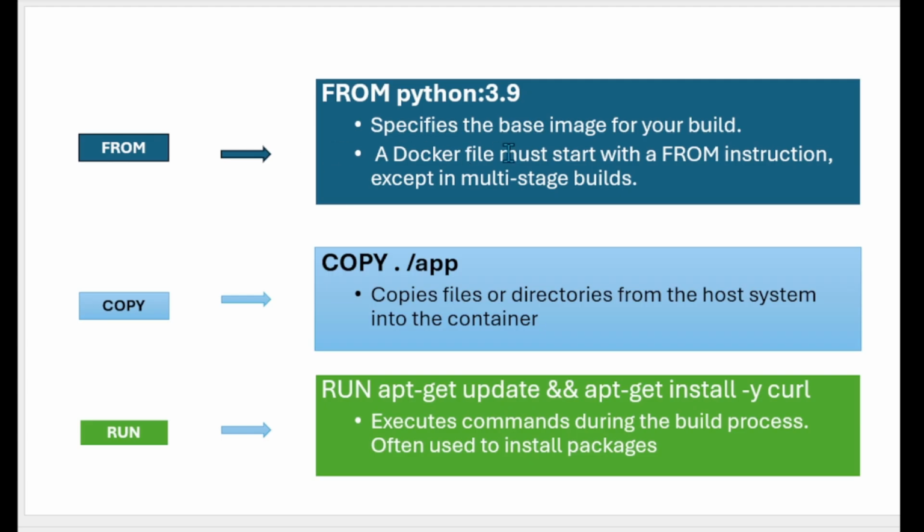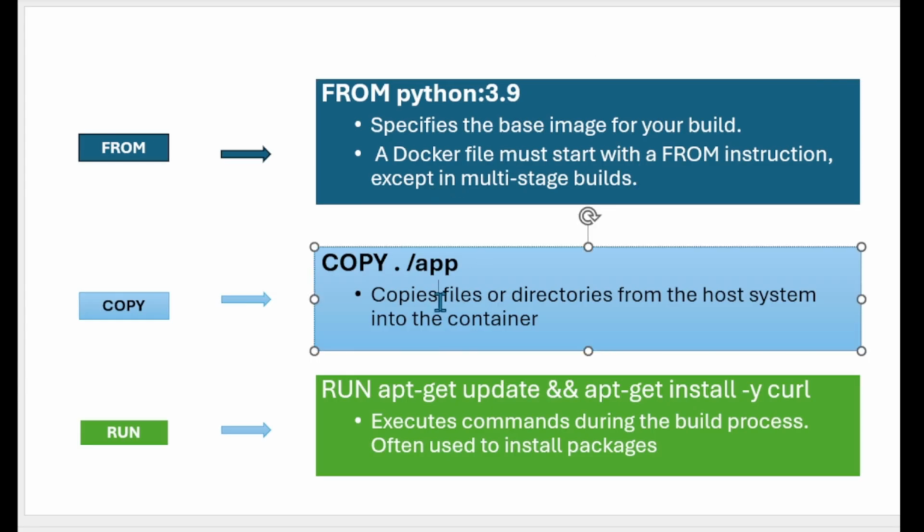Then what does FROM do? This specifies the base image for your build. Basically, a Dockerfile must start with FROM. It is not should, it is must. It is mandatory to start with FROM. Like in a letter to the HOD or a letter to the principal, what do we write first? From address. So from where it is trying to fetch, that should be specified.